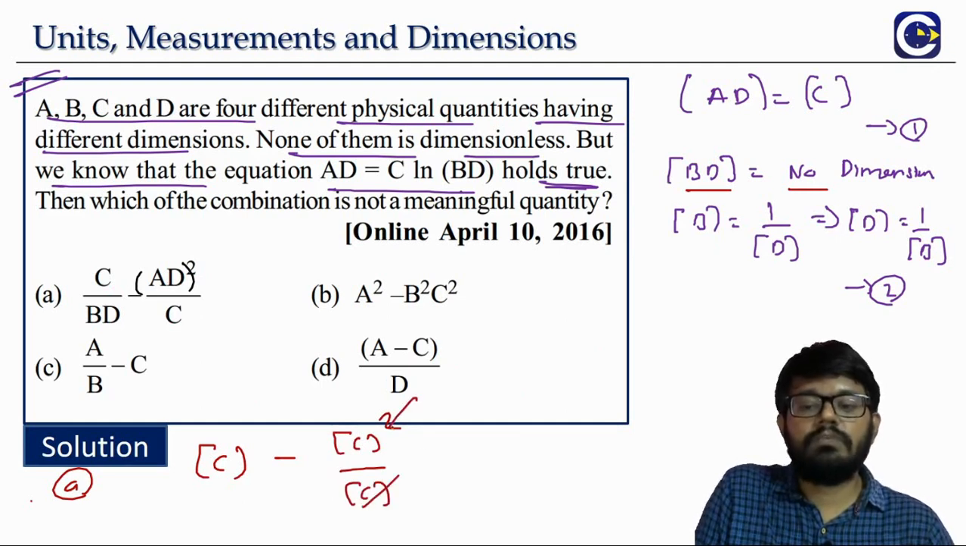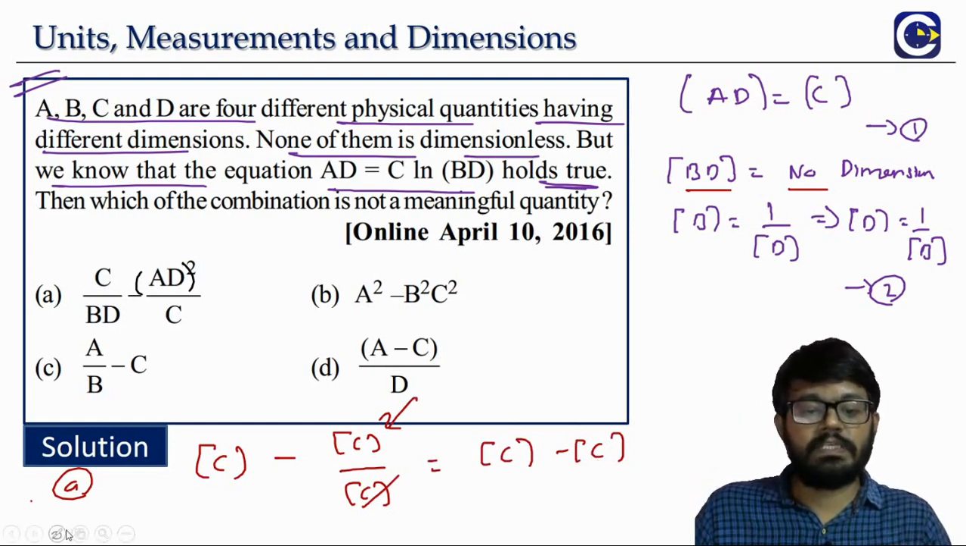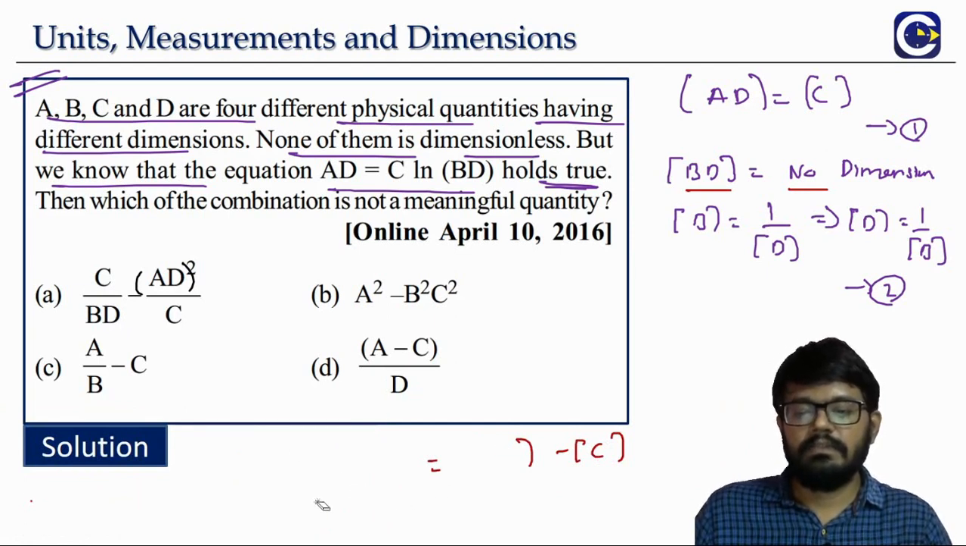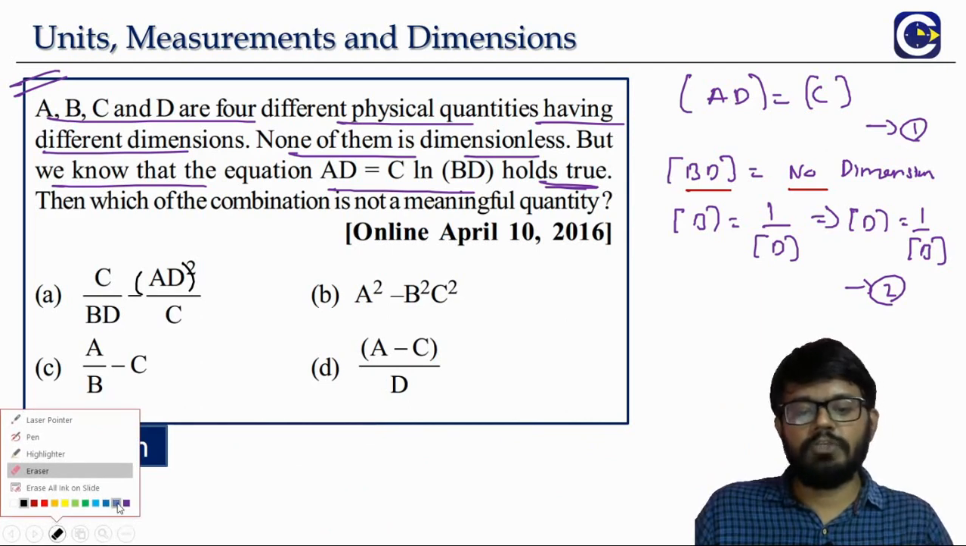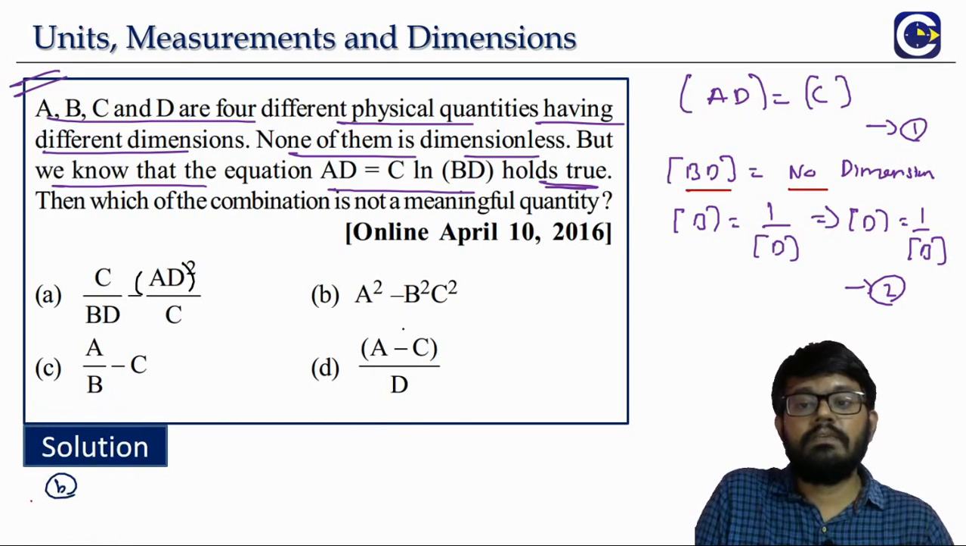So C square by C means what? One C cancelled. So what we are doing? C minus C. So that is dimensionally correct. Because when you are having an expression, the terms of the expression must have the same dimensions, correct? As per the dimensional approach, what is it? If you have an expression, the principle of homogeneity says the terms of the expression must have the same dimensions.